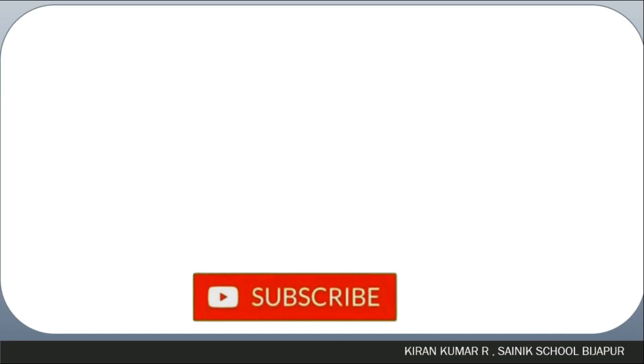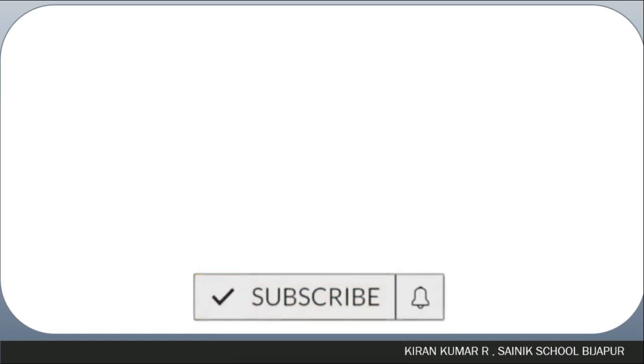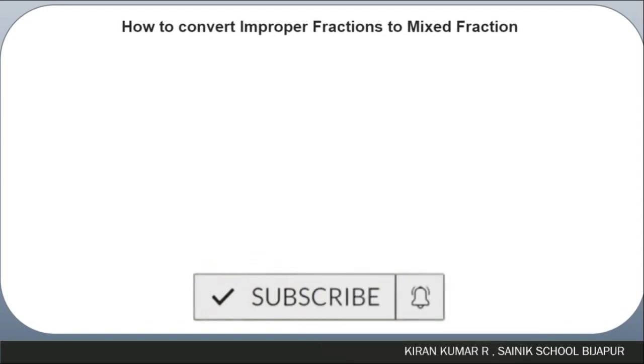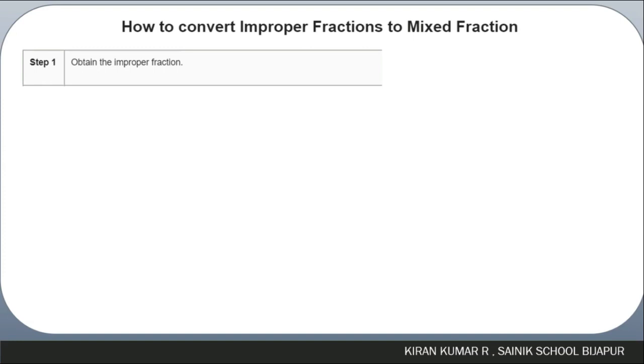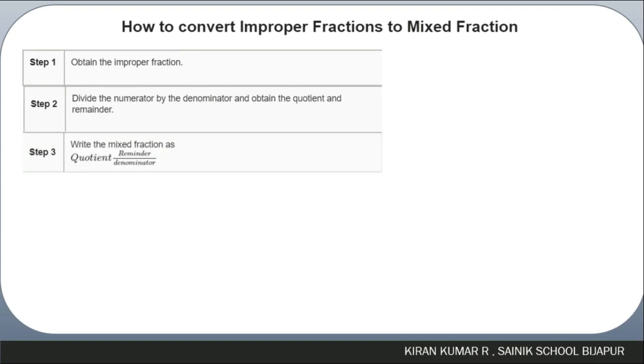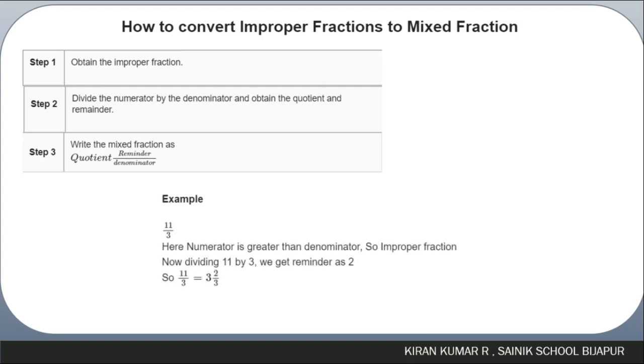Now we learn the reverse part. If an improper fraction is given, how do we convert it to a mixed fraction? Follow these steps. Obtain the improper fraction, then divide the numerator by the denominator and obtain the quotient and the remainder. The quotient is written first. Along with that, the remainder by the denominator will give us the mixed fraction. Let's see with an example.